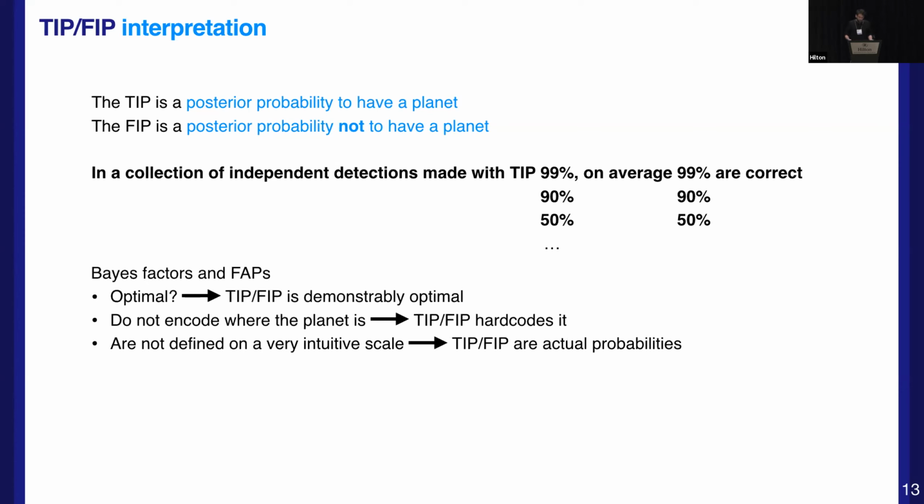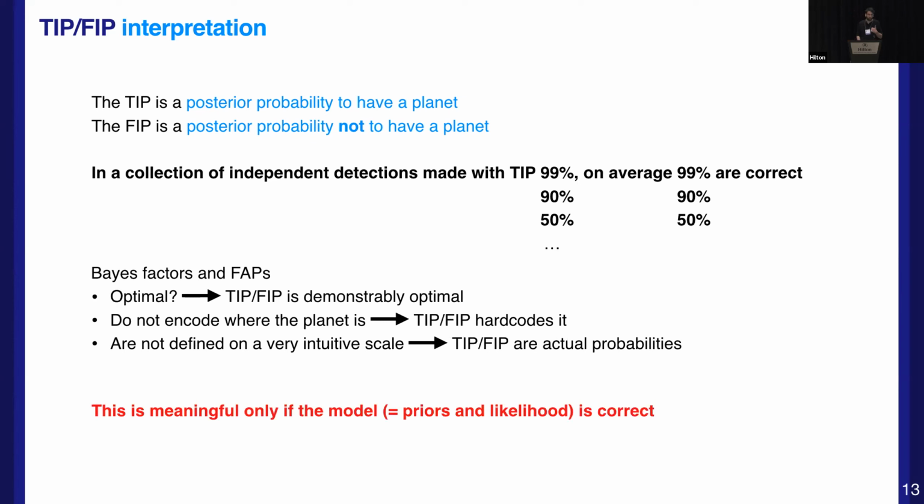So the Bayes factor and FAP, they were not optimal. Now we have the optimal one. They did not encode where the planet is. Now the new criterion hard codes it, and it's defined on an intuitive scale. So we should think it's perfect, but obviously it depends on whether your model is right. Because if your model is not right, then the criterion is meaningless, right?